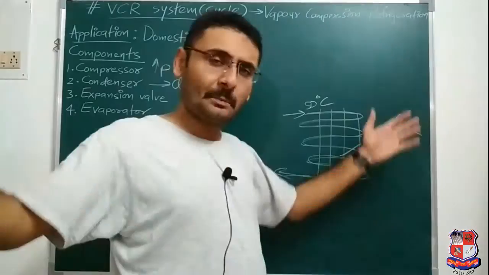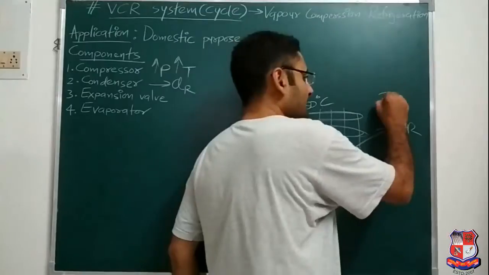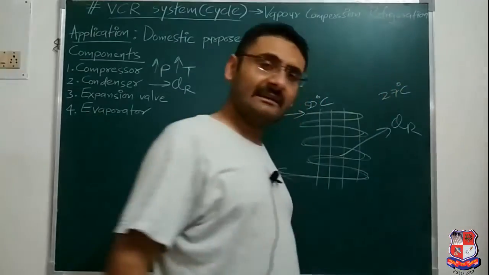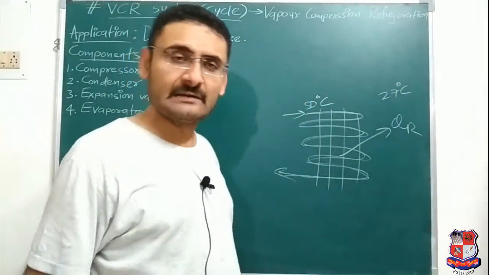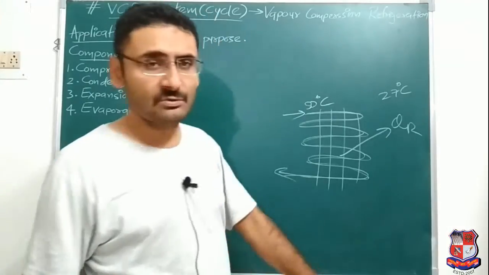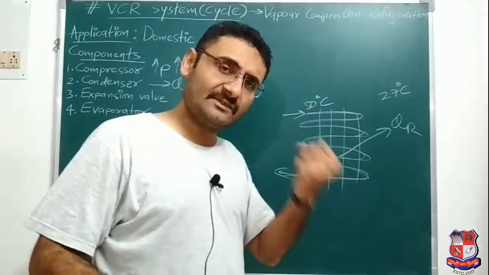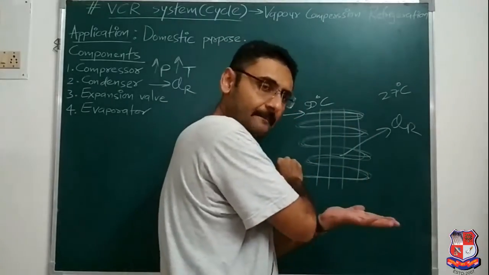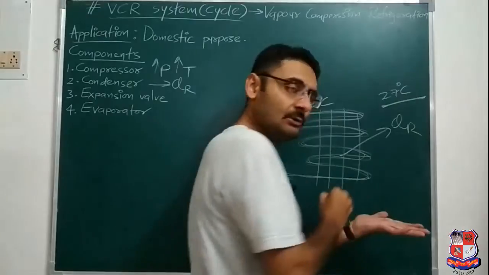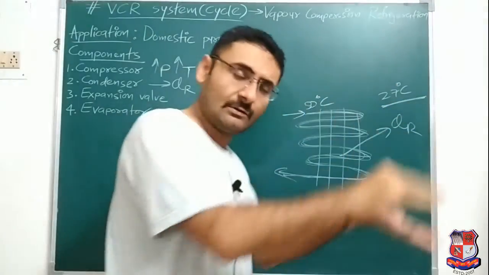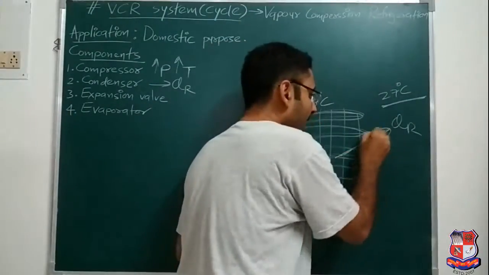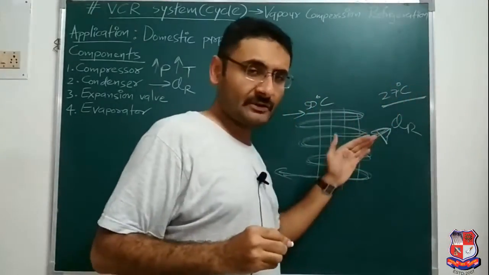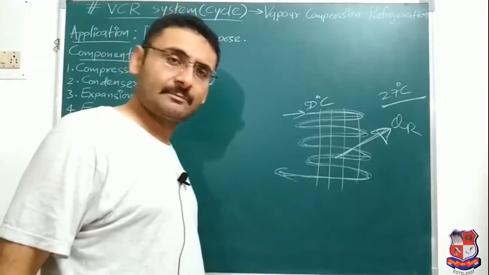Now that pipe is open to the surroundings, and the surrounding temperature is how much? It is 27 degrees centigrade. Now, as you know, heat will always flow from higher temperature to lower temperature. So the heat inside the refrigerant is at a higher temperature, and the atmosphere is at a low temperature. So heat will flow from higher temperature to lower temperature. So heat is rejected. Clear up to that?